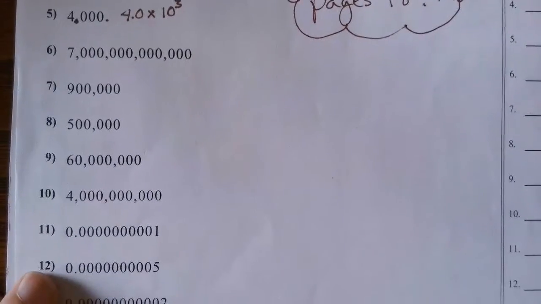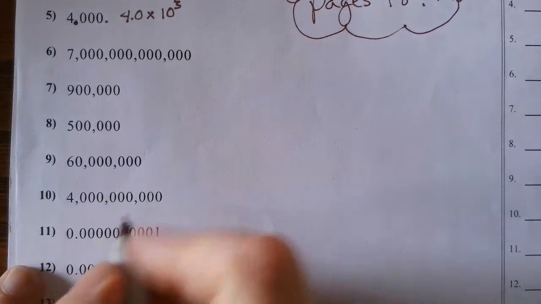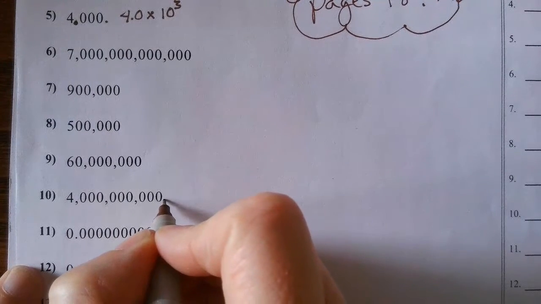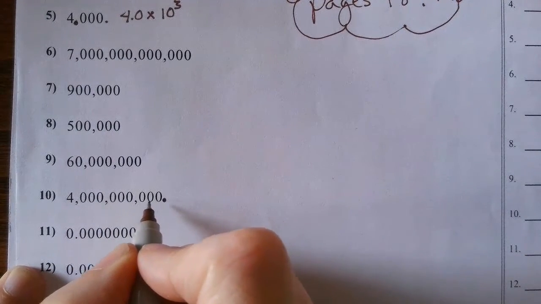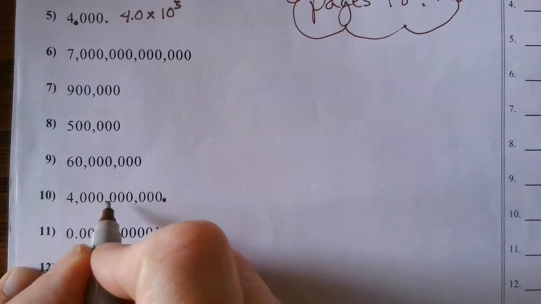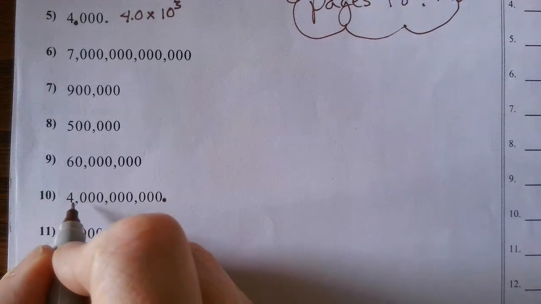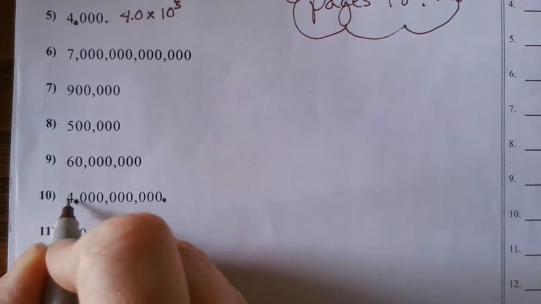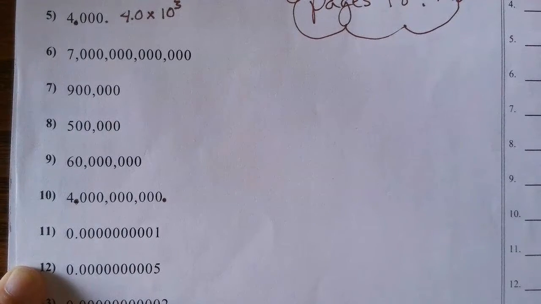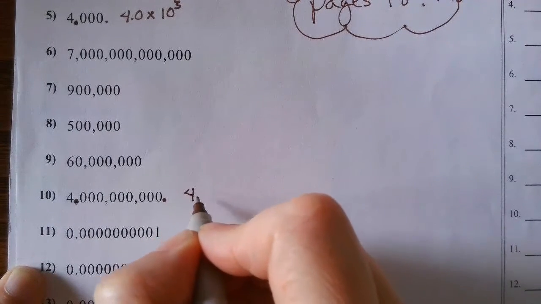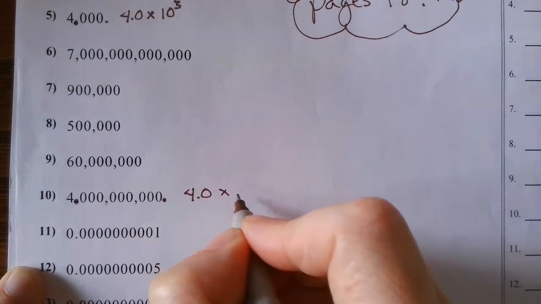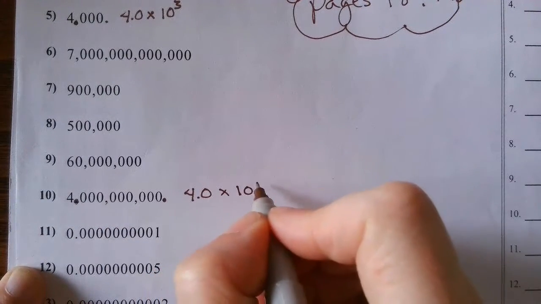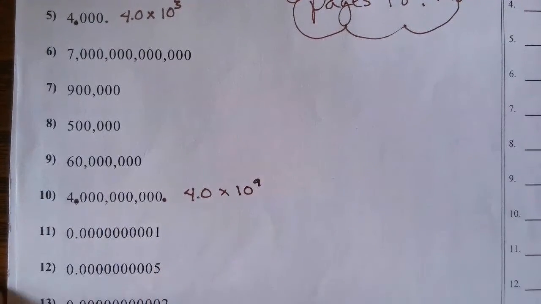Number 10. Ooh, we got a big one here. So I'm moving it from its home right over here, and I've got to move it 3 places. Then I got to move it another 6 places. Then I got to move it 9 places, and that would put it right next to the 4. So I'm writing 4.0 times 10 to the 9th, because I moved that decimal place 9 places.